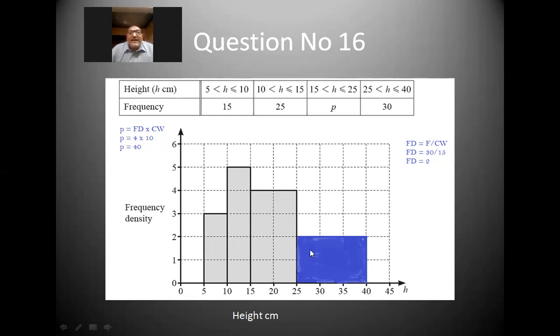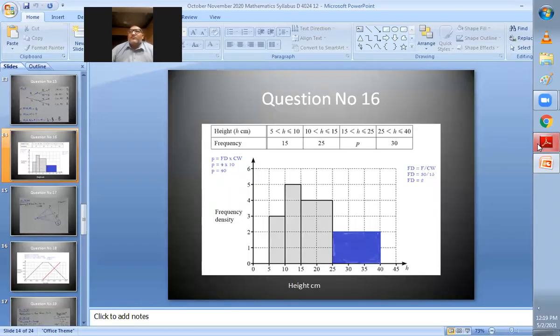Here you can see I have drawn the bar for the last class, from 25 to 40. The frequency density is 2, the blue color histogram. So you can see that the histogram of this whole table is completed. So this is question number 16. Hopefully it's clear how I found the unknown frequency P and how I drew the histogram for the last class. And don't forget the formula: frequency density is equal to the frequency of the class divided by the class width. So let's move to the next question.